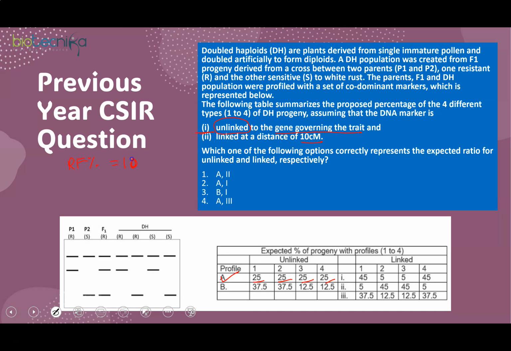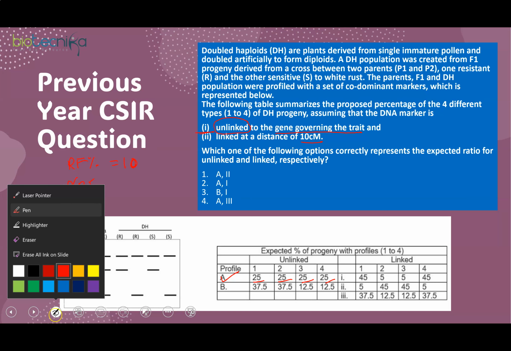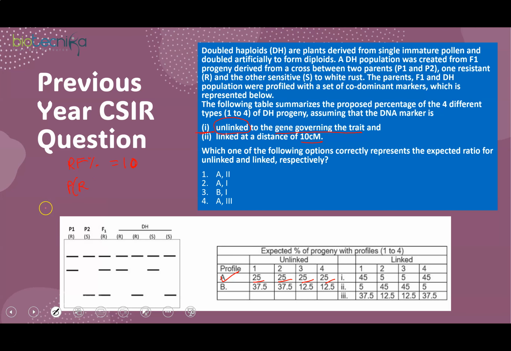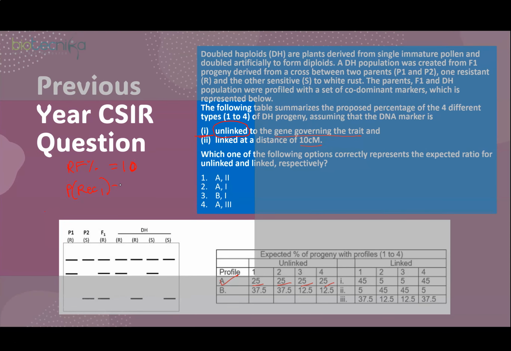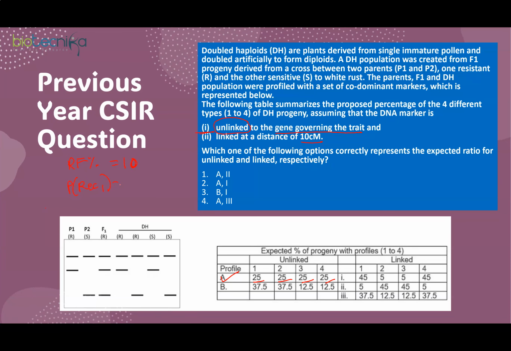Now there will be two recombinant varieties and two parental varieties. So what will be the proportion of one recombinant variety? The proportion of recombinant 1 will be equal to the proportion of recombinant 2. And how much will it be? Half of 10%, so it will be 5% each.